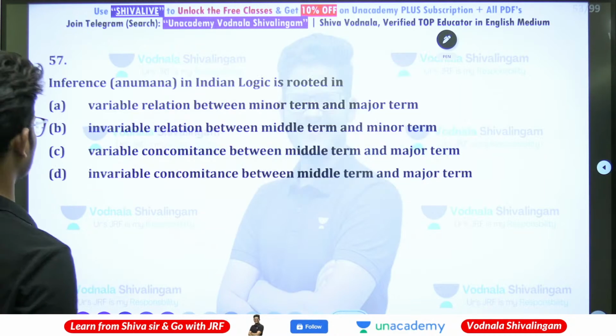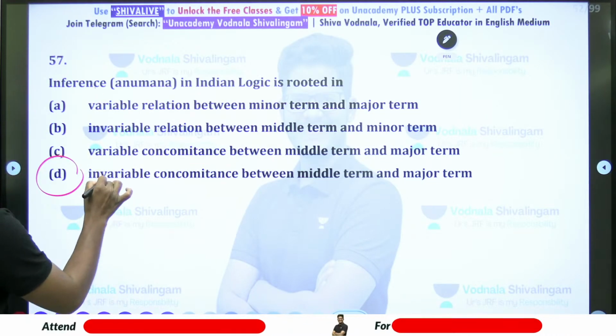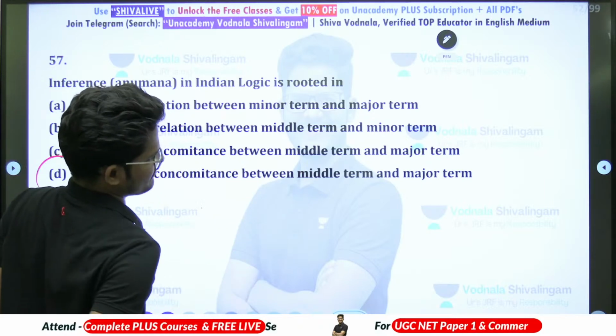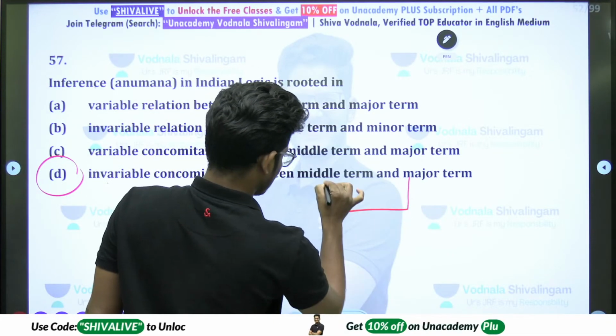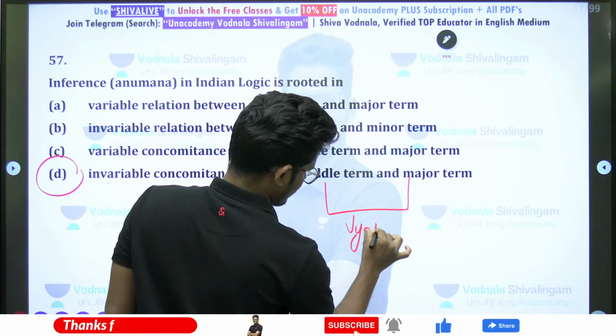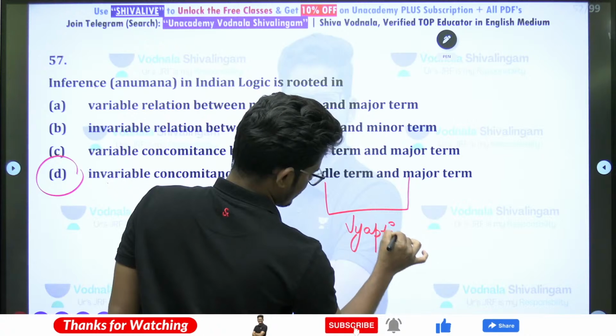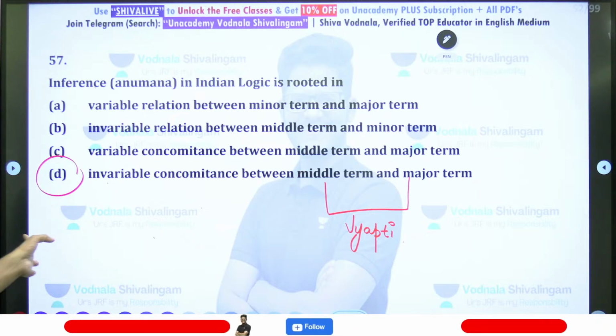So the answer for this question is 4. Inference in Indian logic is rooted in invariable concomitance between the middle and major term. When there is such a relationship between the middle and major term, it is called Vyapti. So based on the Vyapti only, the entire inference will work.